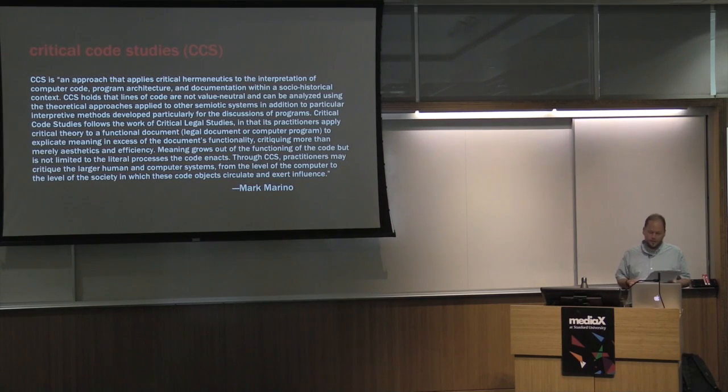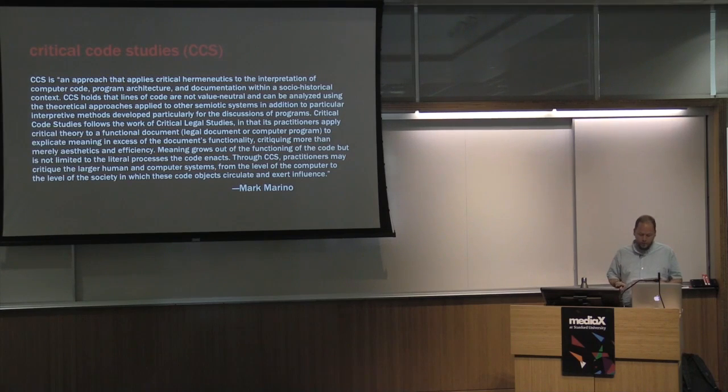within a socio-historical context. Critical code studies holds that lines of code are not value neutral and can be analyzed using the theoretical approaches applied to other semiotic systems, in addition to particular interpretive methods developed particularly for the discussion of programs. Critical code studies follows the work of critical legal studies in that its practitioners apply critical theory to a functional document or computer program to explicate meaning in excess of the document's functionality, critiquing more than merely aesthetics and efficiency. Meaning grows out of the functioning of the code, but is not limited to the literal processes the code enacts.